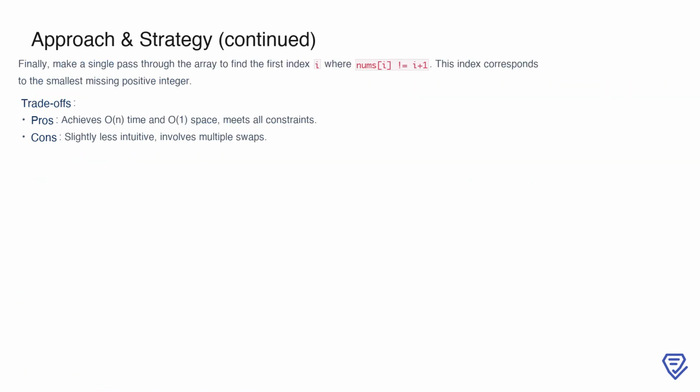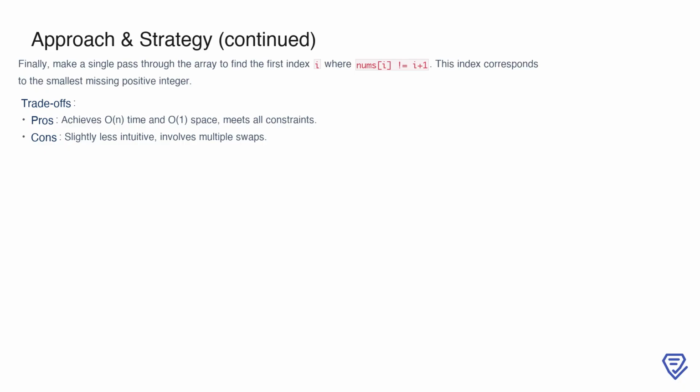Once the array has been rearranged using the cyclic sort approach, the next step is to identify the missing positive integer. To do this, we make a single pass through the array, checking for the first index i where the value at that index does not match the expected value of i plus 1. This index provides the smallest missing positive integer. If all numbers are in their correct positions, then the missing integer would be n plus 1, where n is the size of the array.